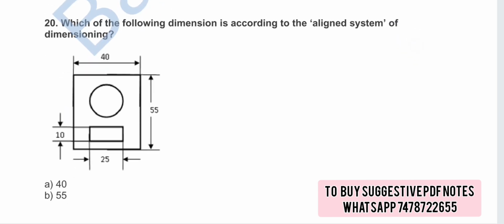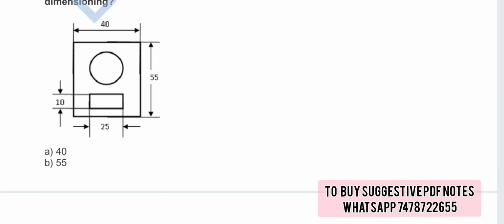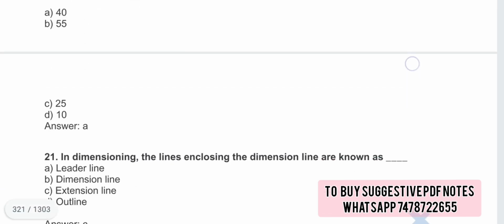Question number 20. Which of the following dimension is according to the aligned system of the dimensioning? 40, B 55, A 25, 10. The answer is A, that is 40.